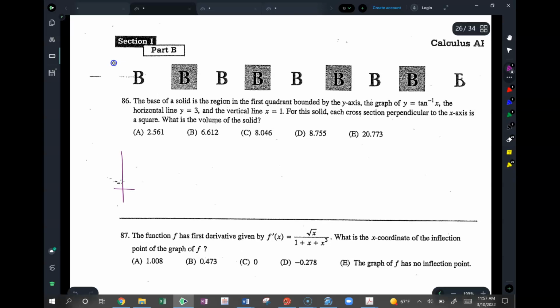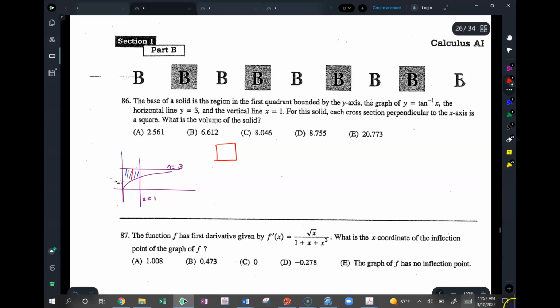All right, so this is the calculator okay section, but basically we have y equals 3, x equals 1, and then we have the inverse tangent, which looks like this, and here is x equals 1, and the region that we want is here, and the cross sections are squares with one side in there. Ugh, it froze.